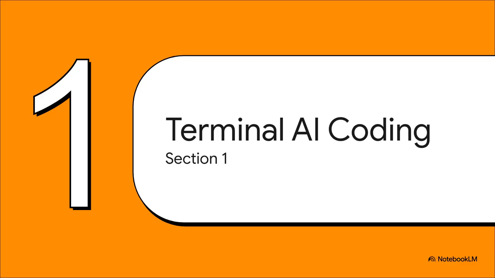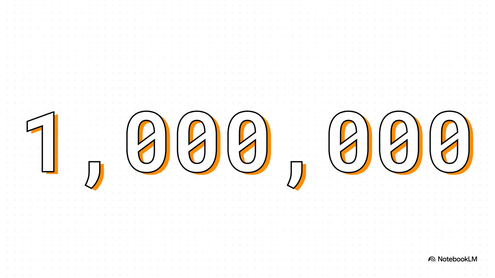So what actually sets this tool apart from the rest of the pack? 1 million. Seriously, the Gemini CLI offers a generous free plan that includes a jaw-dropping context window of 1 million tokens. If you've ever hit frustrating limits with other AI assistants, that number should absolutely grab your attention.